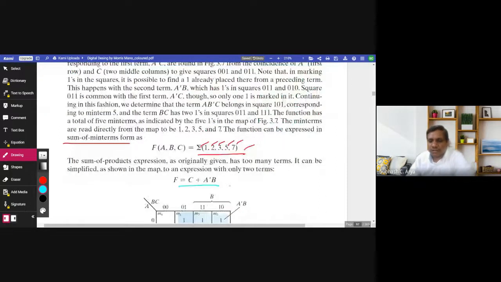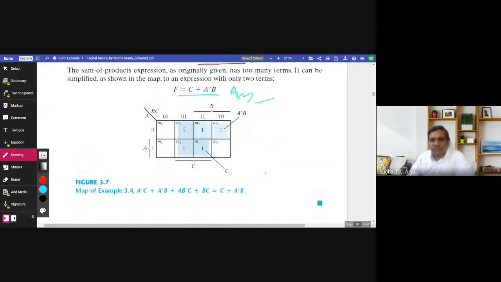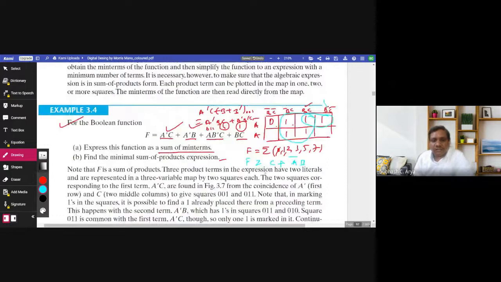So this is how we can solve the given function with the help of the Karnaugh map, as well as we have expressed this function as a sum of minterms. Find the minimal sum of product expression also. So the minimal sum of product, that is the answer. This is the minimal one. Okay.